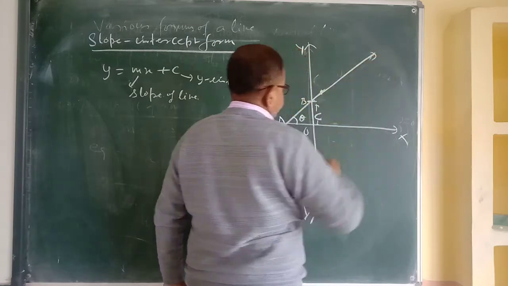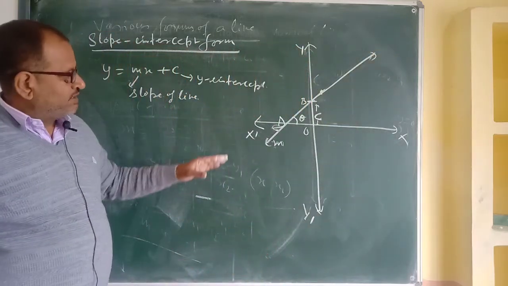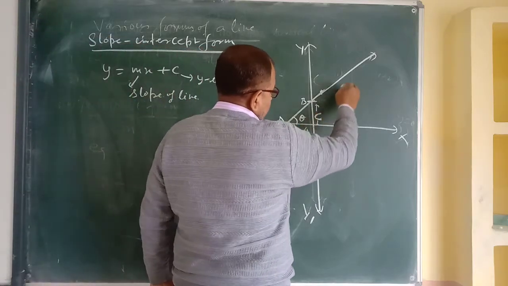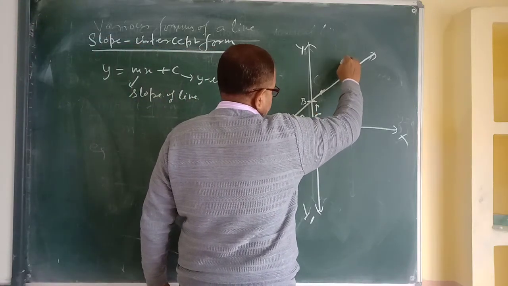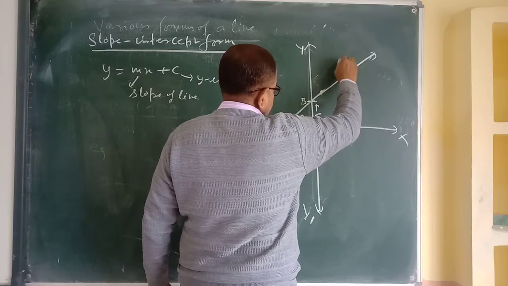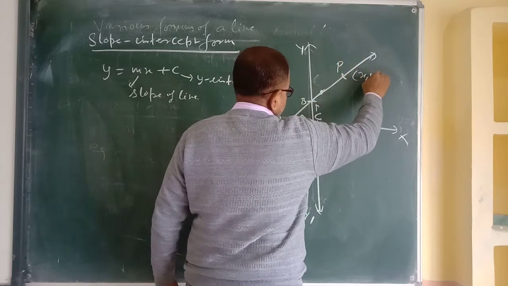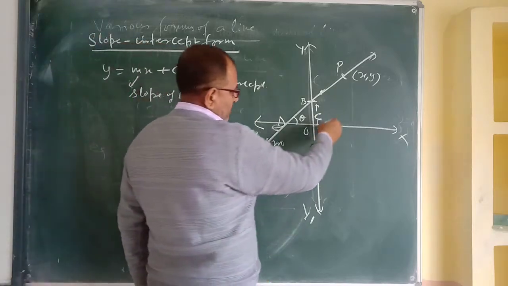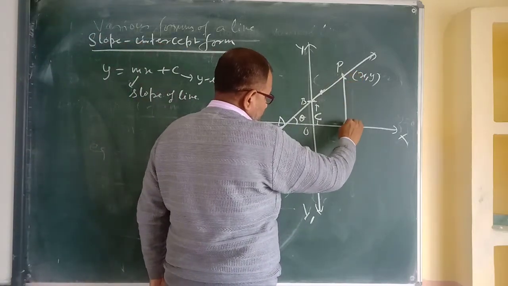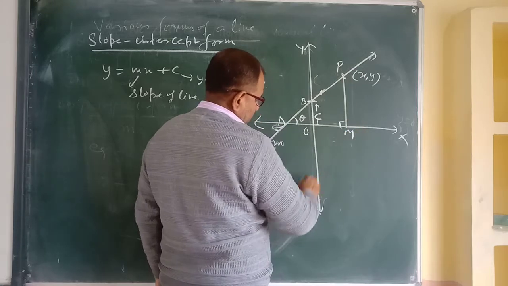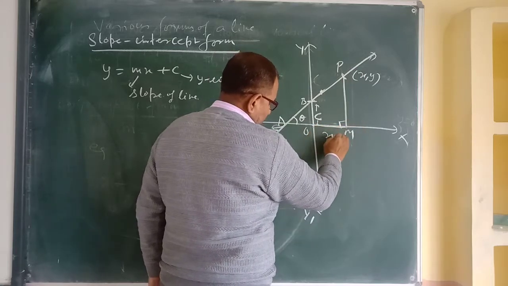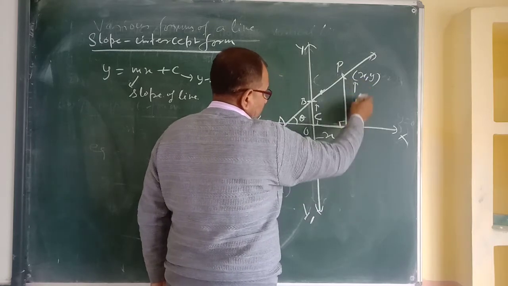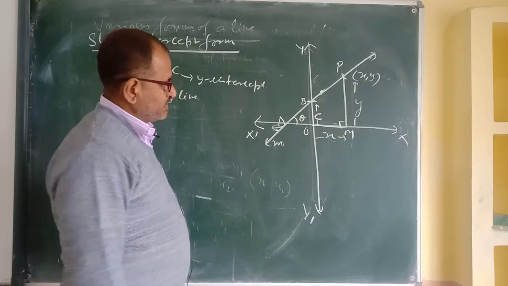Suppose this is the line. We have to find the equation of this line in slope intercept form. The y-intercept is C. Take any point P on the line whose coordinate is (x, y). Draw the perpendicular from P on the x-axis. Suppose it meets at M. So what will be OM? OM will be x and PM will be y by the definition of coordinates.